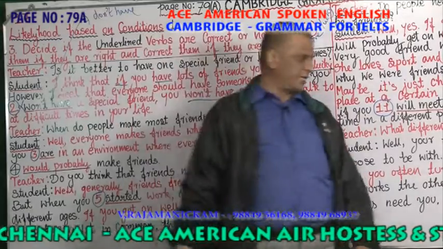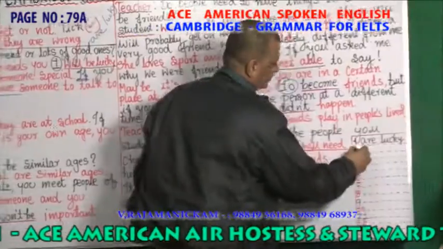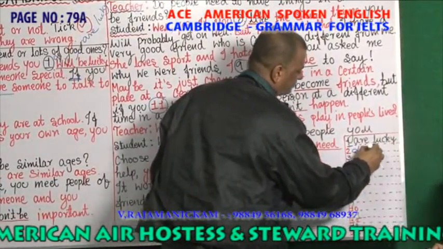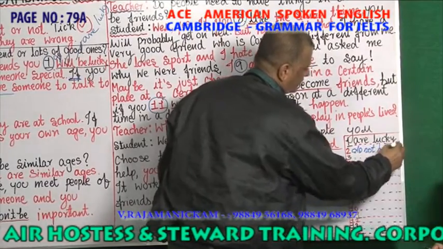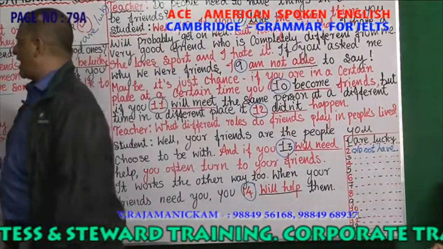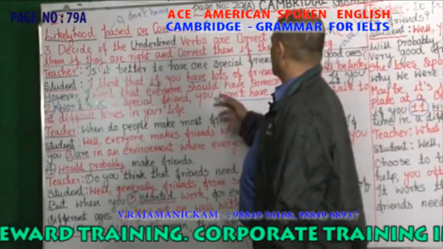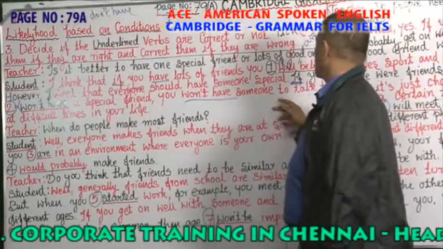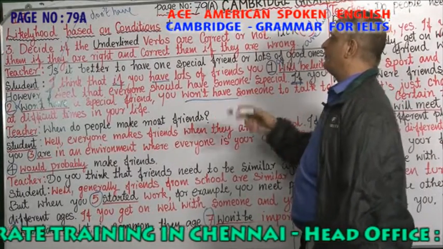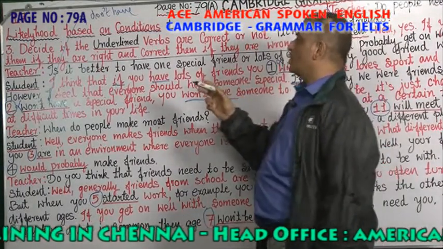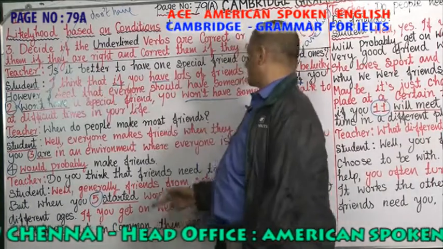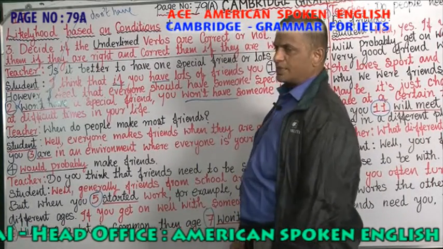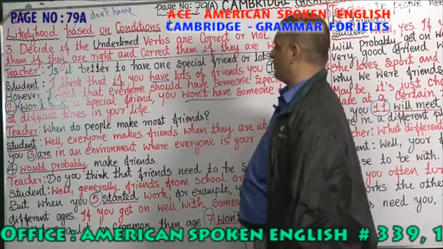So here you have to write don't have, if you do not have. If you do not have a special friend, you won't have someone to talk to at difficult times. See, if you don't have is the present tense, and you won't have is the future. So condition number one is satisfied.